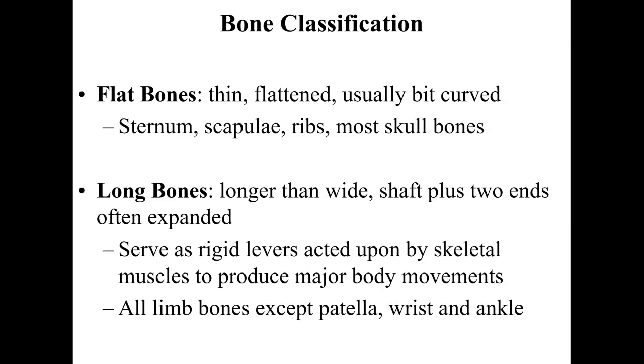Then you have your long bones. These are going to be longer than they are wide. They have a shaft plus two ends often expanded. So they're going to have two epiphyses, and then they're going to have that diaphysis through the center. These are going to serve as a rigid lever that's acted upon by the skeletal muscles to provide major body movement. So the muscles will be attached to these, and these will help you move the body around. All limb bones except the patella, the wrist, and the ankle will be classified in with the long bones.